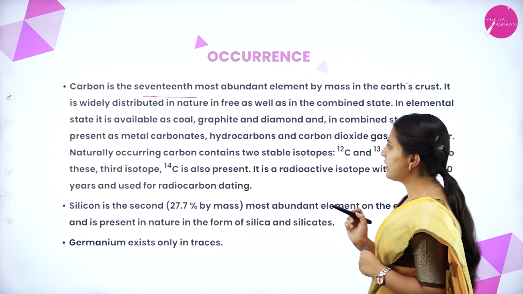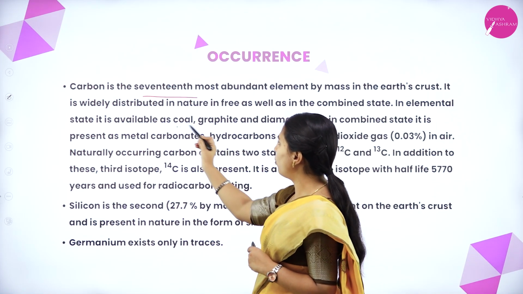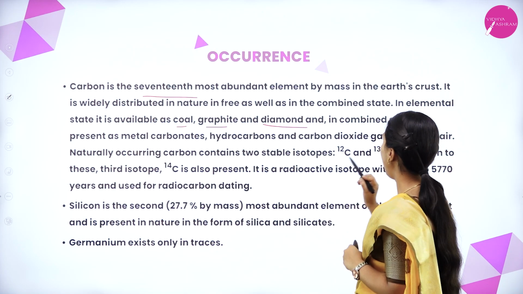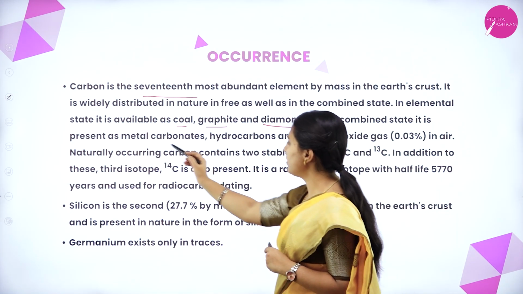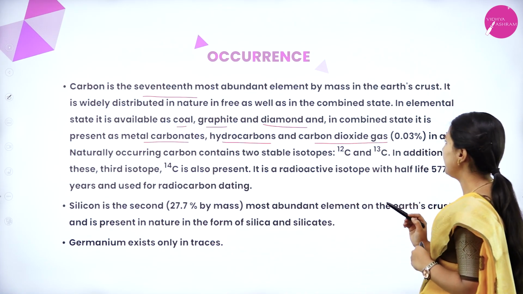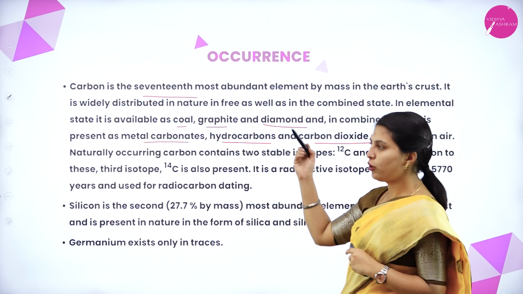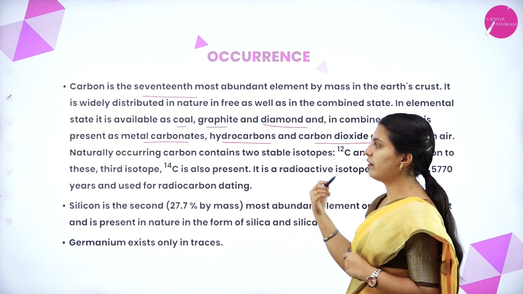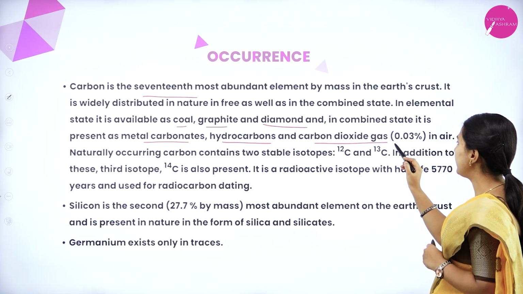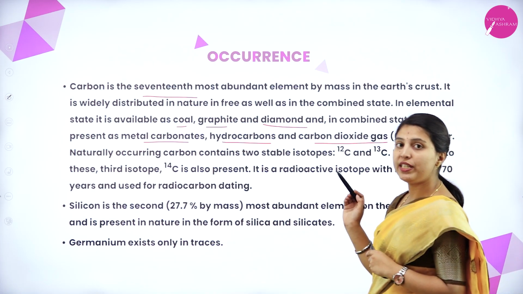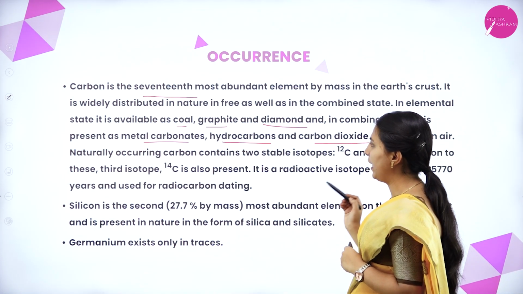In elemental state, it is available as coal, graphite and diamond. And in combined state, it is present as metal carbonates, hydrocarbons and carbon dioxide gas. It is available in coal, graphite, diamond also. It is available as metal carbonates, hydrocarbons and carbon dioxide also. But that percentage is very less, 0.03% in air.